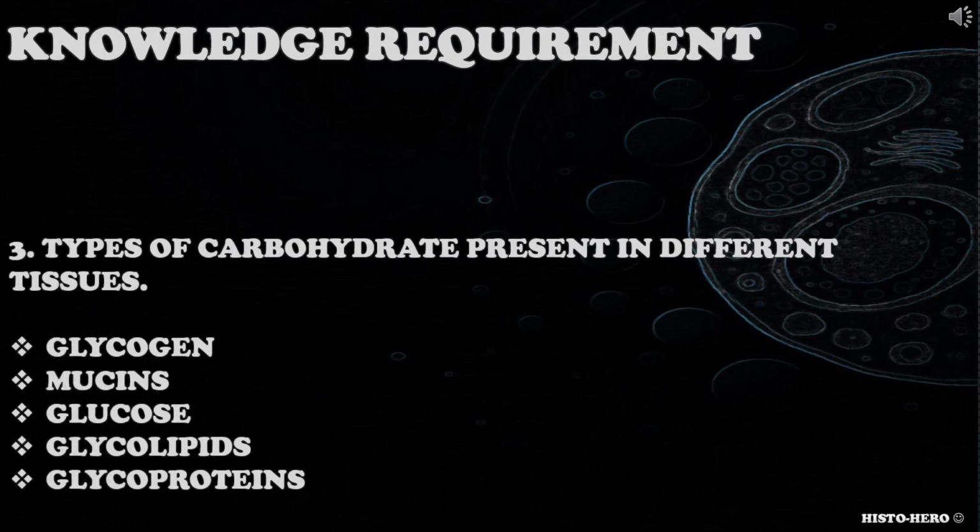The third knowledge requirement is for you to know the types of carbohydrate present in different tissues. What types of carbohydrates can be present in tissue? Consider glycogen in liver, skeletal muscle, mucins in GI, respiratory tract and mucous membranes, glucose in brain and blood, glycolipids, and glycoproteins within cell membrane.